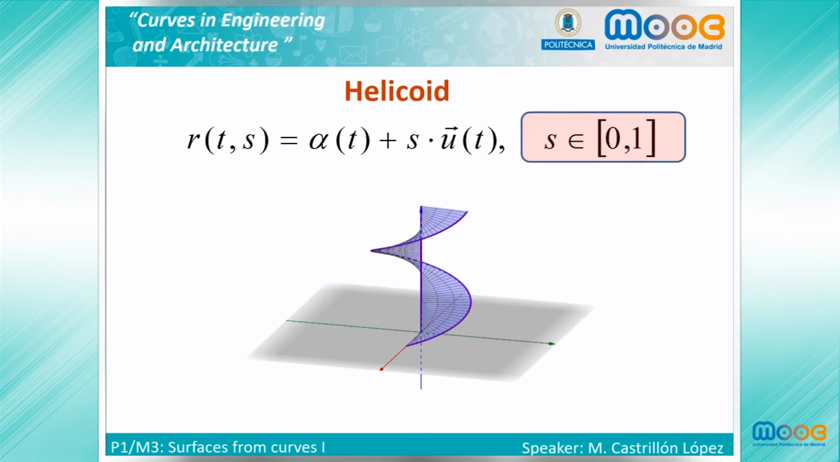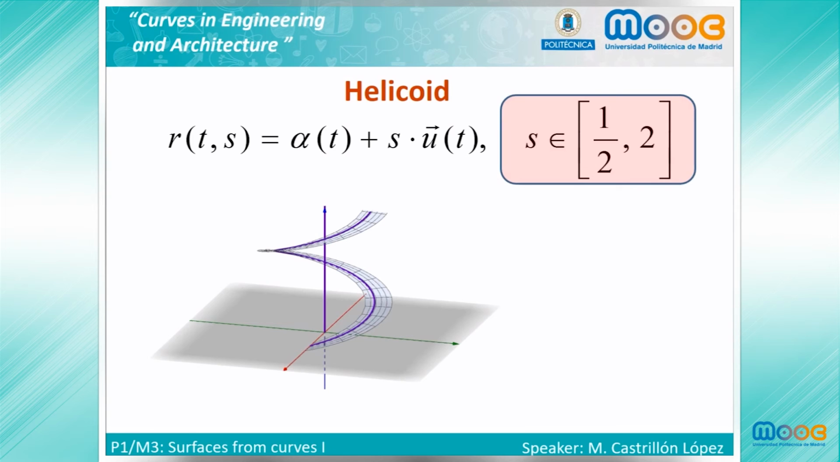A parametrization of the helicoidal surface is thus obtained by considering the parametrization of the curve alpha plus the parameter s times the vector u of t. Note that the parameter s goes from 0 to 1. That is, the points in the surface go from the helix to the axis.